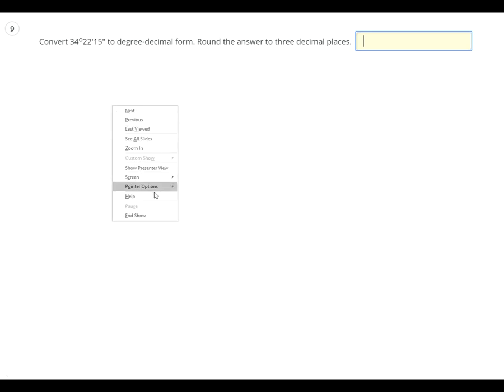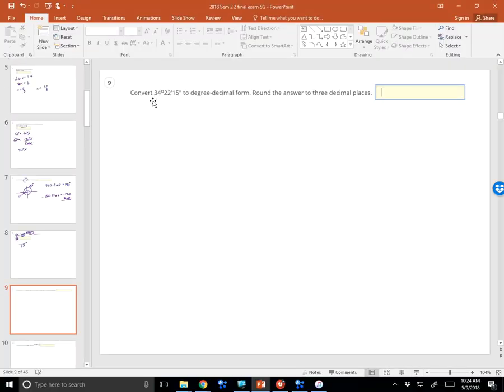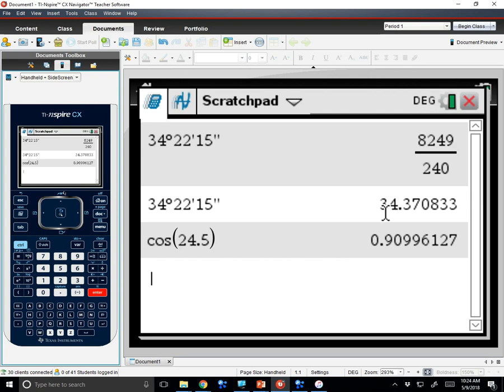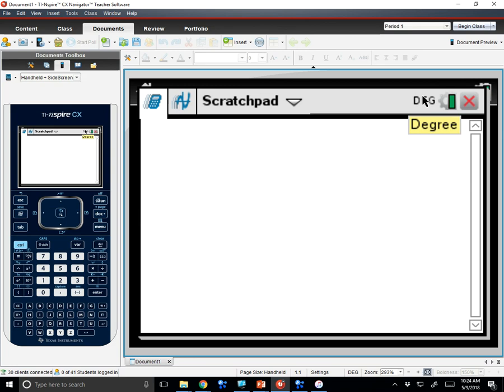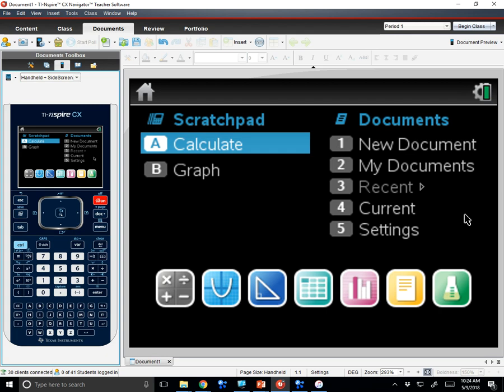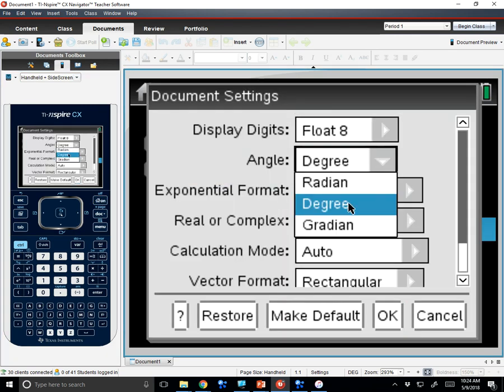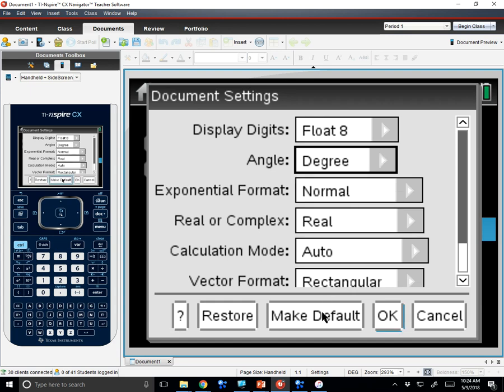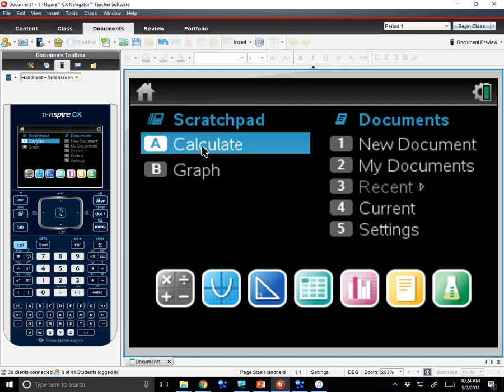Yes, you have to do it on the calculator. We have to convert to decimal form. We're going to use the degrees, minutes, seconds. Clear what's there so you're not tempted to use somebody else's. Okay? Hit a dot B. I'm going to hit a dot B too. Double check to make sure your calculator is in degree mode. So how do we change it? We go to Home, Settings, Document Settings, and then switch your angle mode to degrees. Then make default. Then I'm going to come back here and calculate.